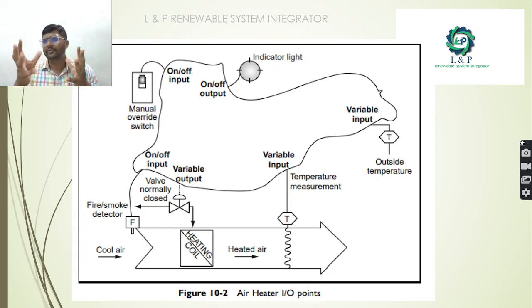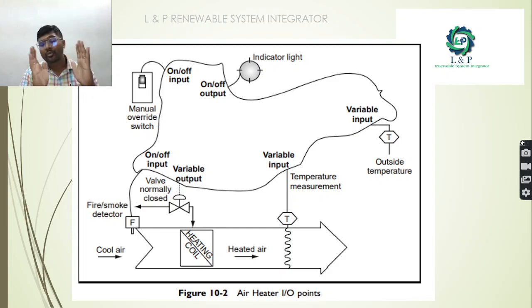Most importantly, first and foremost, you need to have a manual override switch option, which will provide an on/off indication. Okay, so you have an indicator light, and you also have an outside temperature measurement, which is a variable input, and you are also measuring the temperature inside with a temperature sensor. It is also a variable input. It can be 4 to 20 milliamps.